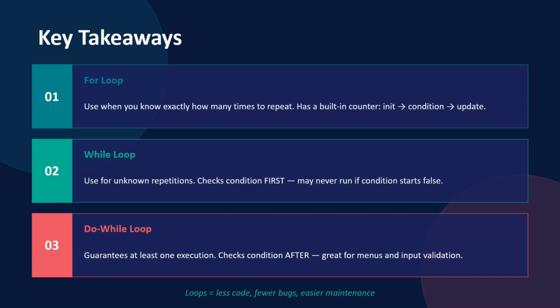It has a built-in counter: init, condition and update. The while loop is used for unknown repetition, checks the condition first, and may never run if the condition starts false. The do while loop guarantees at least one execution and checks the condition after, not before. Great for menus and input validation. Loops mean less code, fewer bugs, easier to maintain.